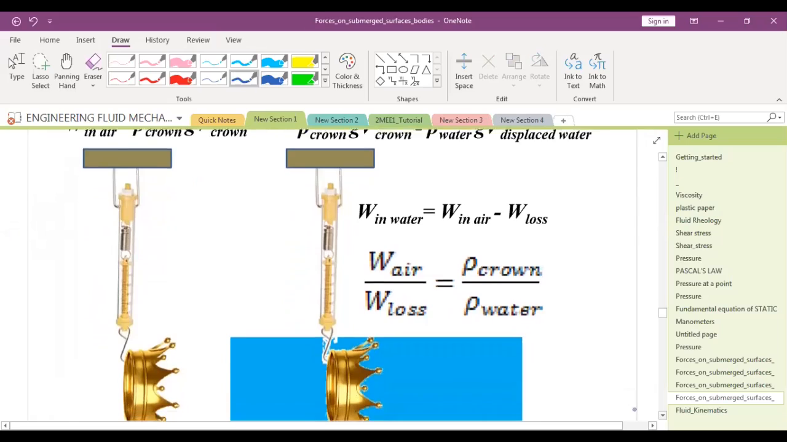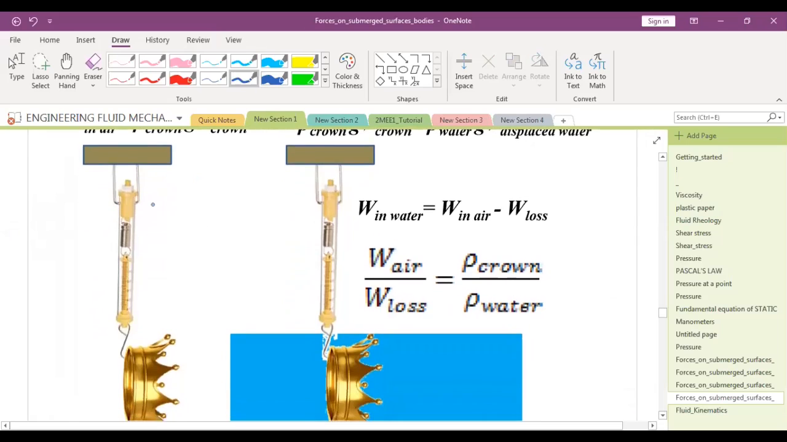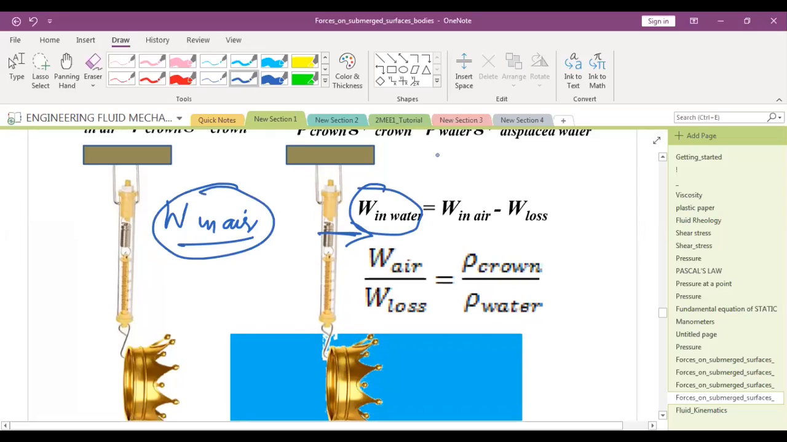So what he did is, he took a spring balance, he measured the weight of the crown in air, and he found that it is W in air. And then he took the same crown and the same spring balance and he dipped the crown in water. Now the reading of the spring balance will be less as compared to that in air. So W in water is less than W in air.